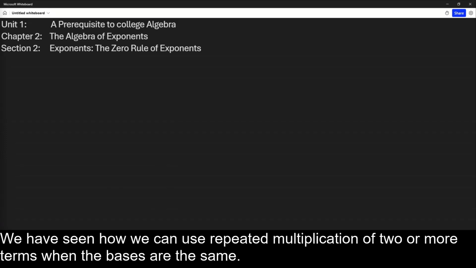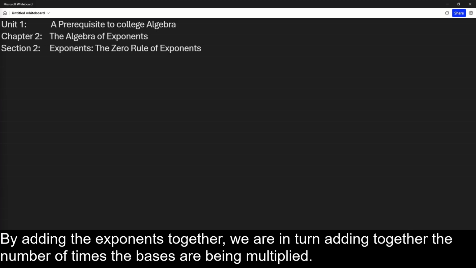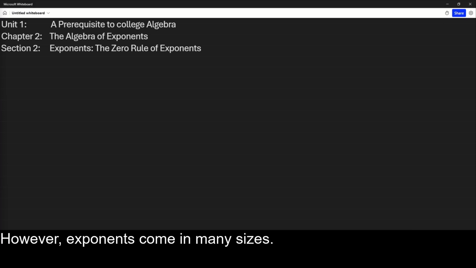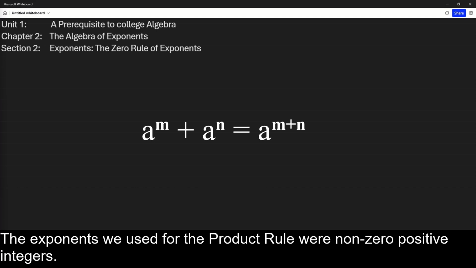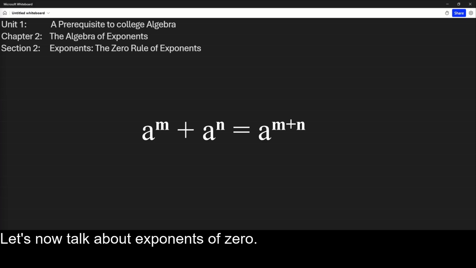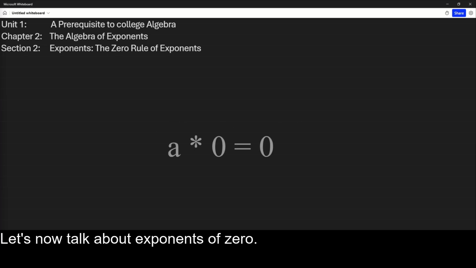We have seen how we can use repeated multiplication of two or more terms when the bases are the same. By adding the exponents together, we are in turn adding together the number of times the bases are being multiplied. However, exponents come in many sizes. The exponents we used for the product rule were non-zero positive integers. Let's now talk about exponents of zero.